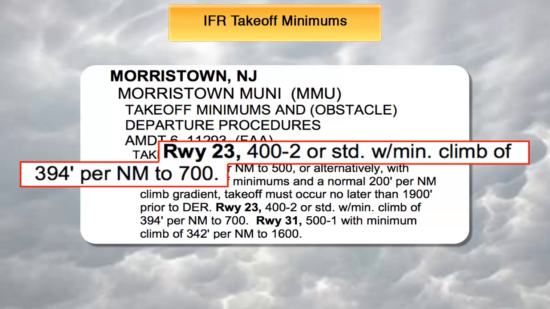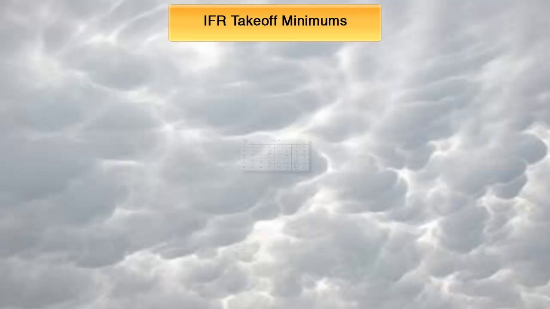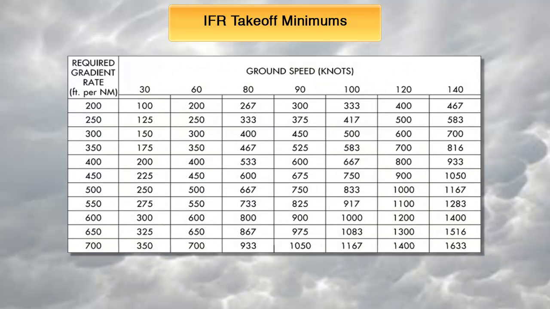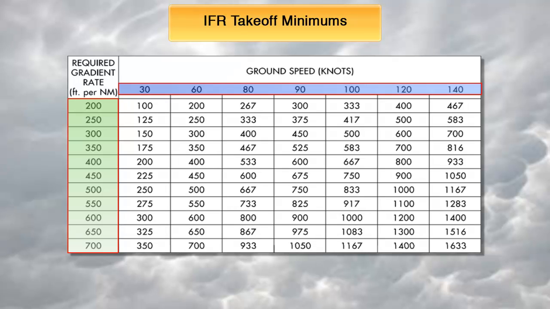Well, first we need to convert that to feet per minute. To do that, we'll pull out the rate of climb table at the beginning of our approach plates. You can find it in the legends. Here, on the left, we can find the feet per nautical mile, and at the top, our speeds. Assuming our ground speed for the climb is 90 knots, we will be going across from 400 on the left to intersect 90 from the top to find a required climb of 600 feet per minute.